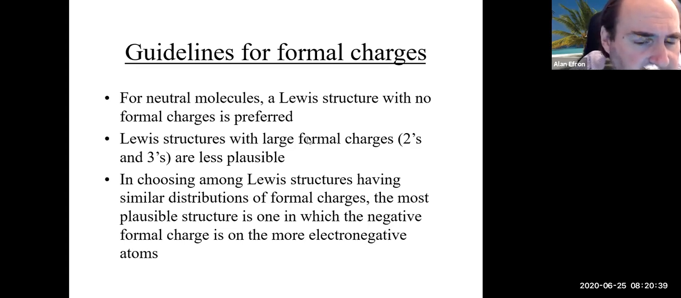Now, when choosing among different Lewis structures, when you have an equal distribution of the charge, we want the more negative formal charge on the more electronegative atoms. So if you've got two structures that are similar in terms of the numbers of the formal charges, you want to look at the actual atoms, and you want the more negative formal charge to end up on the more electronegative atom.